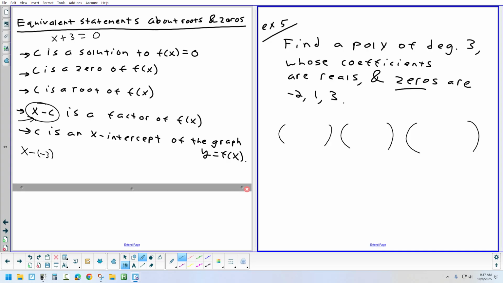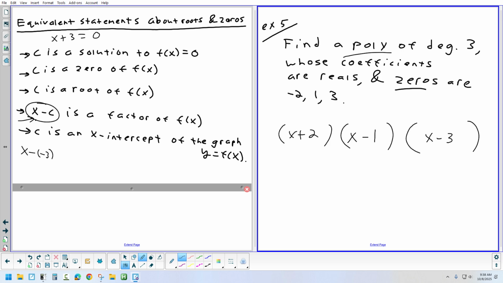What could you put in your first set of parentheses? So if you filled in negative 2, you would get 0. X plus 2. What could you put in the second parentheses? So if you filled in a 1, you get 0. X minus 1. Yep. And the third? X minus 3. These are the three factors that have answers of negative 2, positive 1, and positive 3. Now multiply them together, and then you'll have the actual polynomial.